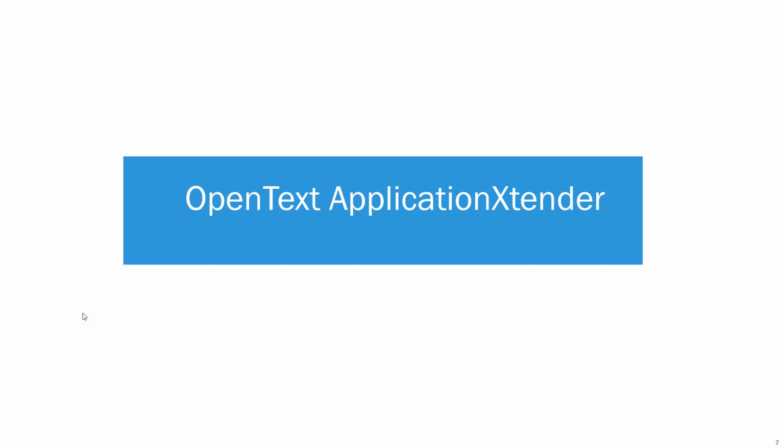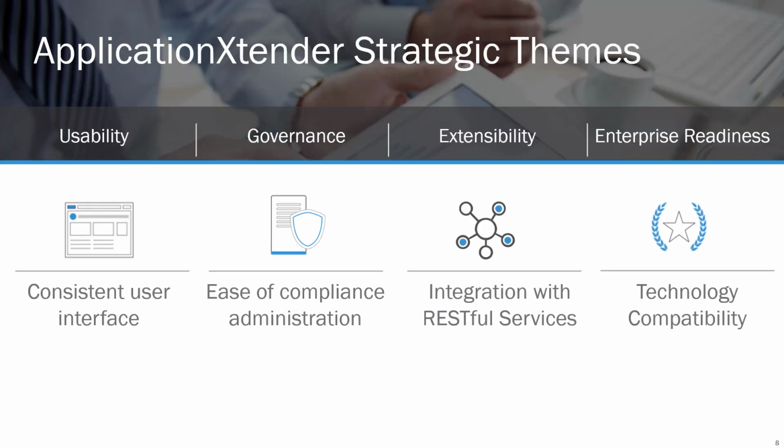OpenText Application Extender. Application Extender has four main strategic themes. Usability, to make sure you're providing an easy-to-use, consistent user interface for accessibility to your patient documents. The second is governance, not only providing a platform that helps you manage governance, but administer that governance as well. So when you have auditors come in, you can provide the necessary reports so they can be satisfied that you're managing your data correctly and answer any queries that they may have.